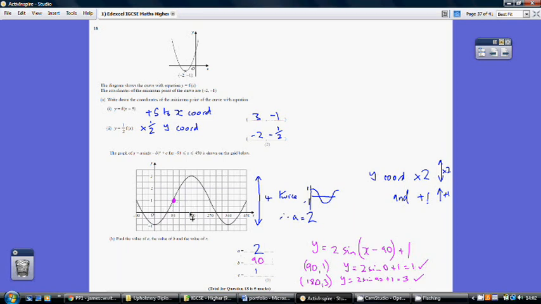Let's take another point, for example 180, 3. So subbing in our 180, we want to see if we get 3. 180 take away 90 is 90, sin of 90 is 1, 2 lots of 1 is 2, add on the 1, and indeed we do get 3. So that looks like it's right.